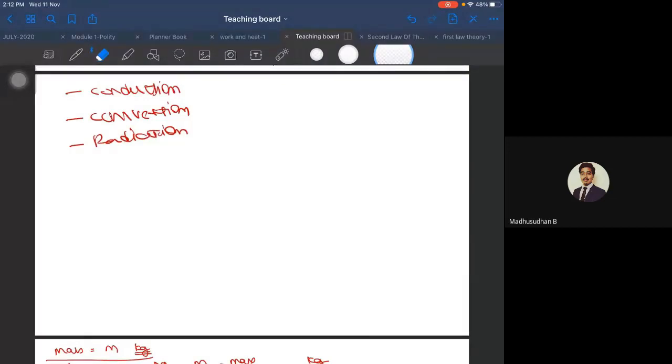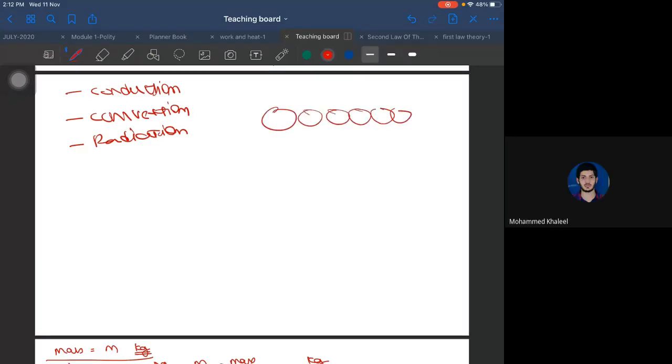Now, how many of you are in a position to explain what is conduction? Transfer of heat in solids. Transfer of heat in a material. Excellent. So, in a simple sense, I can put forth that it is molecule to molecule heat transfer. The heat gets transferred from molecule to molecule.